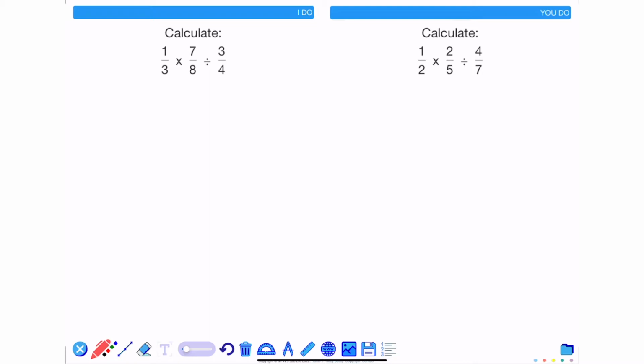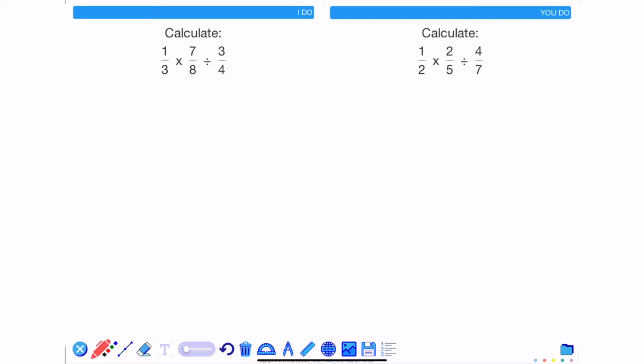In this video, we're going to take a look at how we can multiply or divide fractions. In a previous video that I'll link here, we looked at the basics of how we could multiply any two fractions or divide any two fractions. But in the example on the left-hand side, I've got a combination of both.